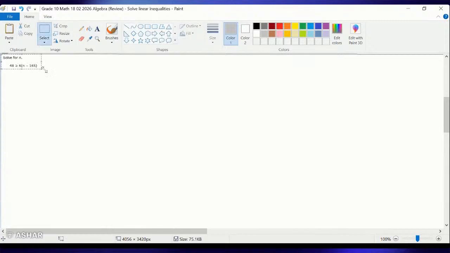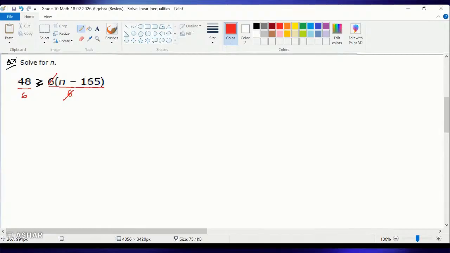This is our question number 7. They are saying 48 is greater than or equal to 6(n - 165). Wherever the open end is, that is the greater value. Can we divide by 6 on either side? Right? 6 times 8 is 48.